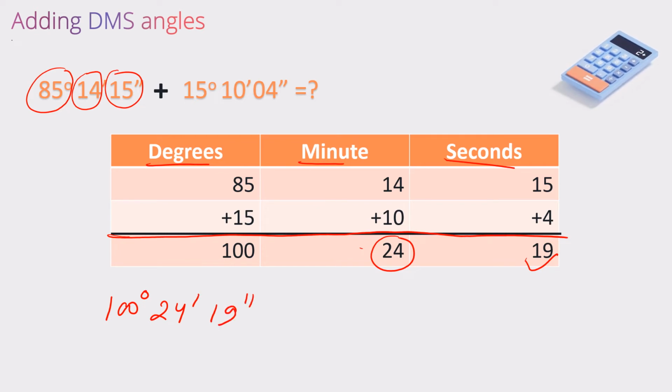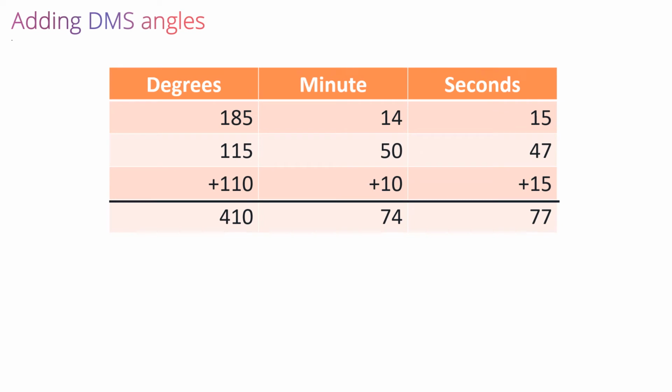Okay, this is how we add the two angles, but there is a catch. So wait for it. Let's see this example. It is the same as before, but here I have 3 numbers, and as you can see, if I add all these numbers, I get 77 in the first column, 74 in the second column, and 410 in the third column.